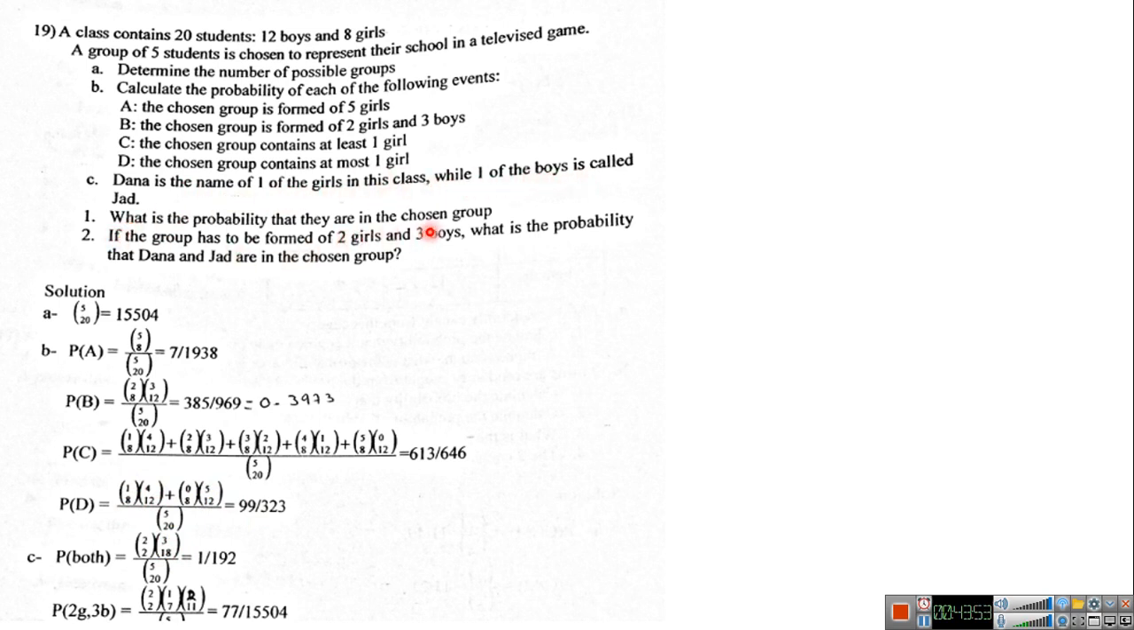What is the probability that they are chosen? So I have 1 out of 1 and 1 out of 1, which is 2 out of 2, and 3 out of 18 remain that I need to pick. If the group is formed of 2 girls and 3 boys, what is the probability that Dana and Jad are chosen? Since I have 2 out of 2, 1 girl out of 7 remains, and 2 boys out of 11 remain, because Jad is one of them, over a total which is 5 out of 20.